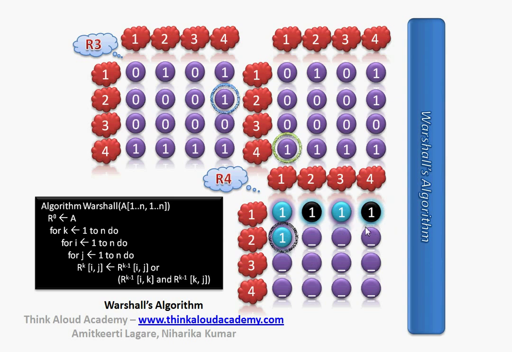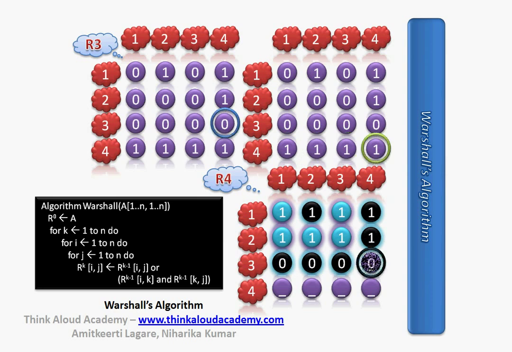In this case, for 1 1, that is R4 of 1 1, I check whether R3's 1 1 is 1. It is not a 1. So what I do is, to calculate R4's 1 1, I use R3's 1 4 and 4 1, which will give me 1 1. So R4's 1 1 is R3's 1 4 into 4 1. Since both are 1, this becomes a 1.